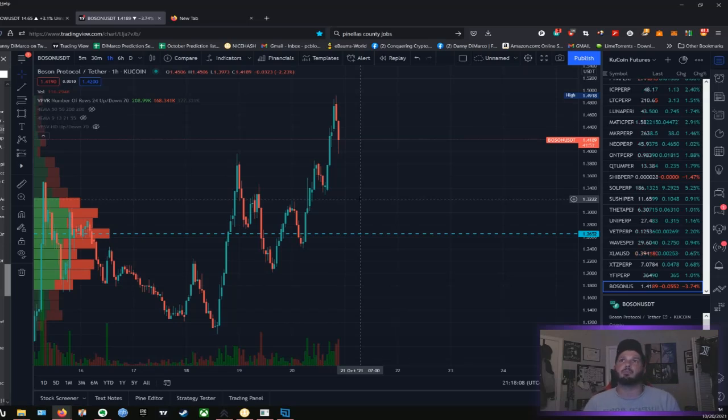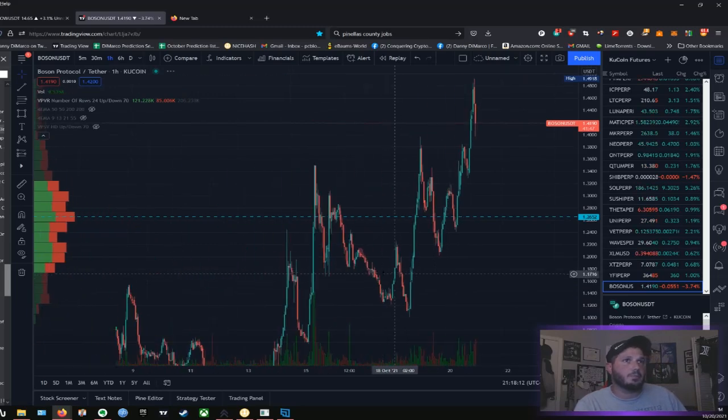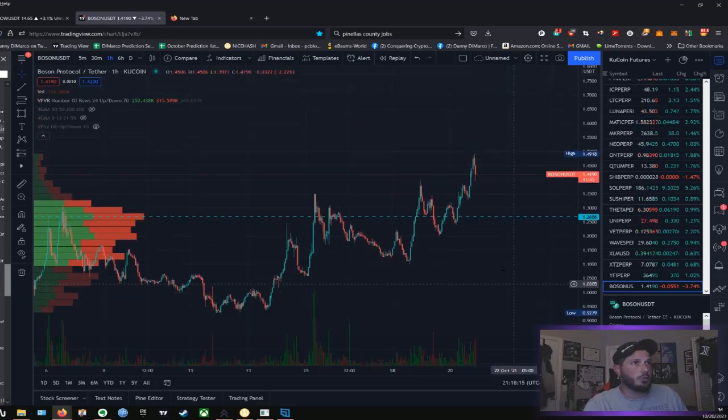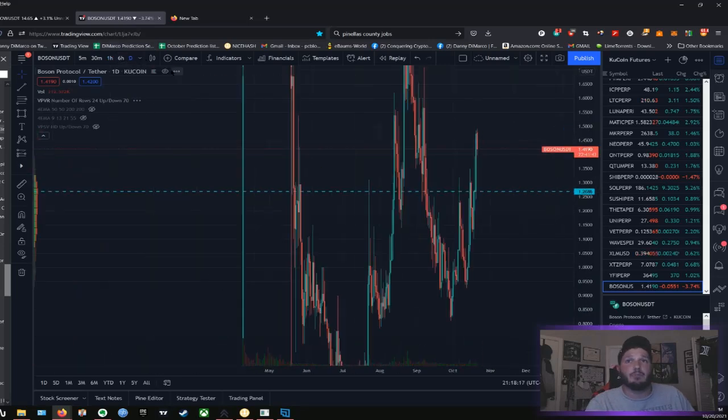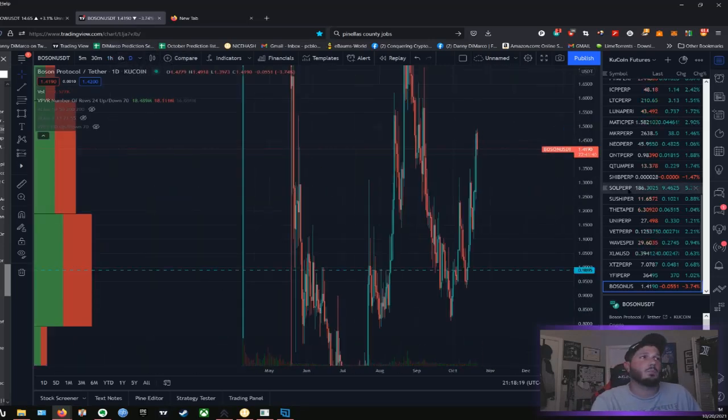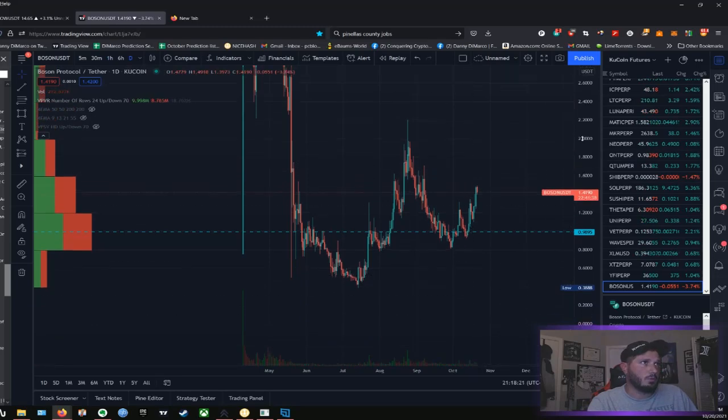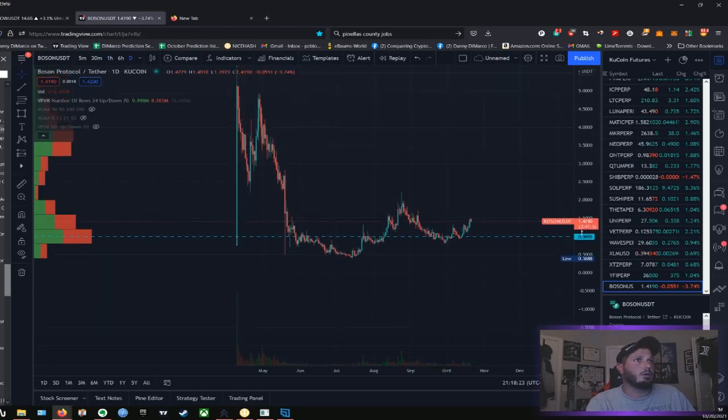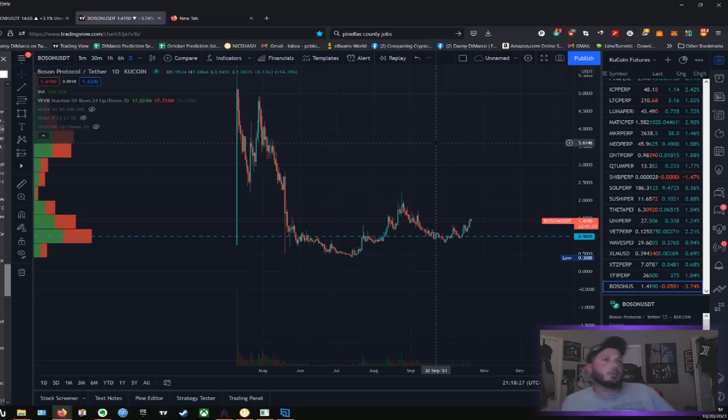I'm good. BOSON USDT. Okay, so we're gonna chart it. This is what it looks like when I chart. Normally what I ask myself, since I've never charted this one before, is I just like to get a grasp of where it's at.